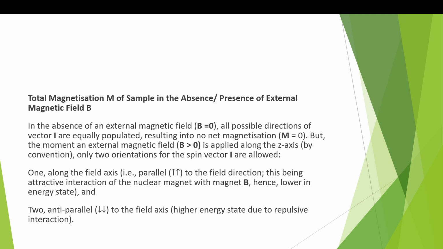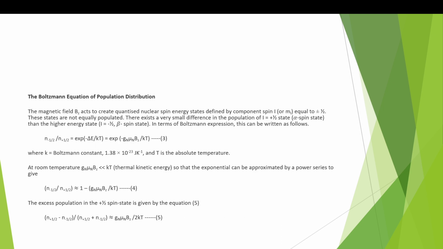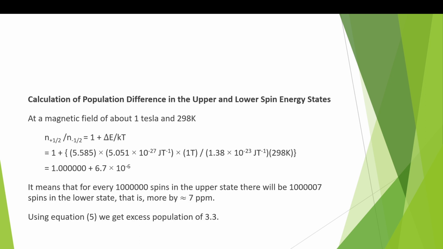Magnetization vector. When no magnetic field is applied, M is 0. When a field is applied, M is non-zero. Boltzmann equation of population distribution. The two spin states of hydrogen become non-equivalent in the presence of a magnetic field, and their population can be delineated using Boltzmann equation number 5. Calculation of population difference: just by putting the values of the energy gap and kT, we get the population difference value.